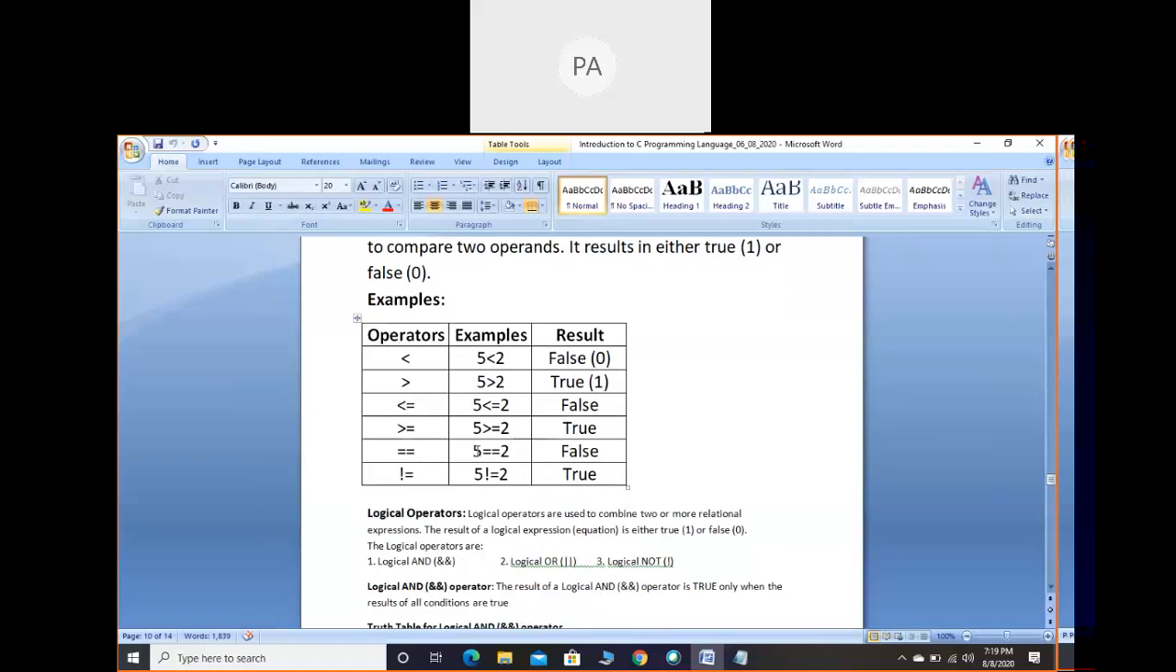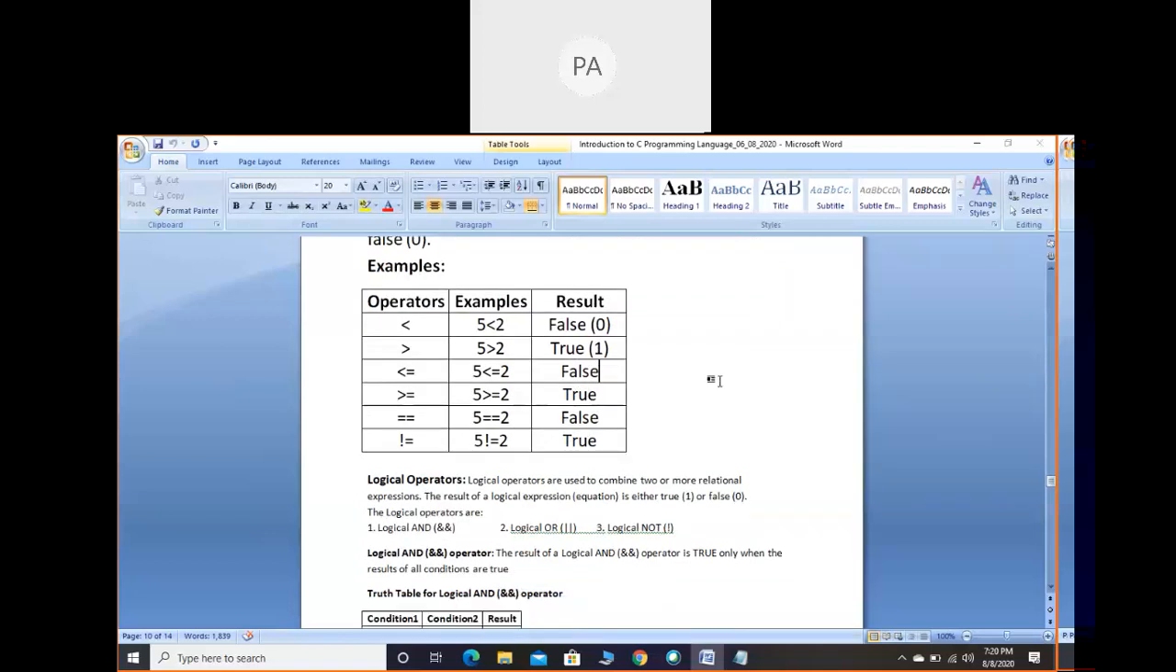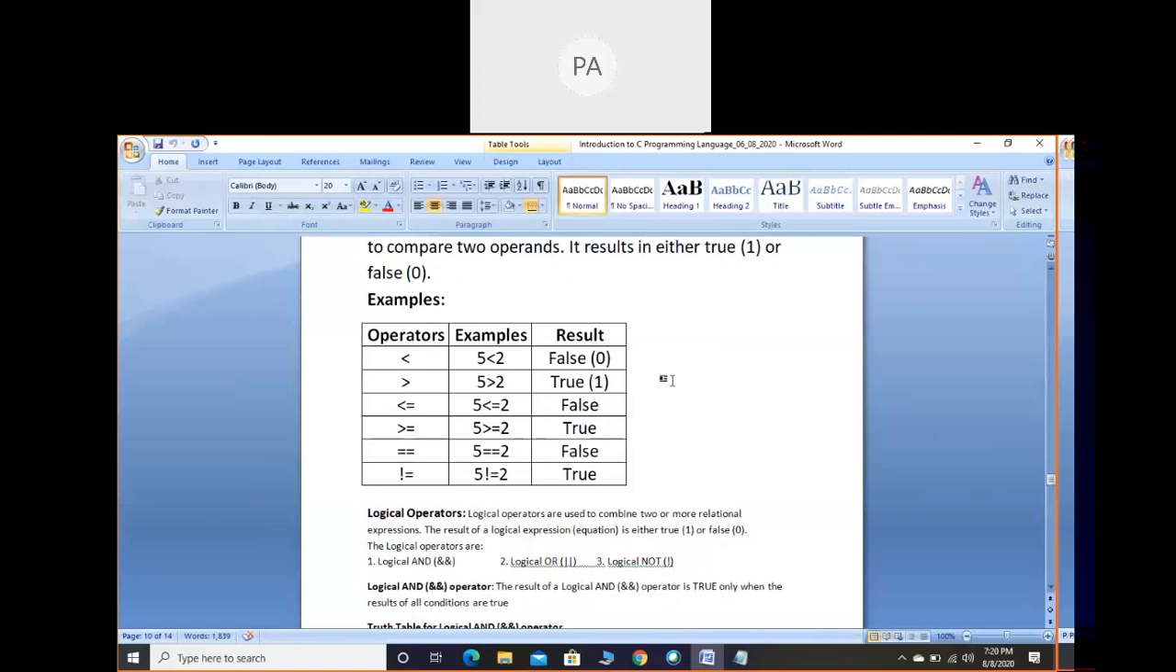Next, is 5 equals to 2? No, directly we can say it is false. Is 5 not equals to 2? Yes, it is not equal. Both are not equal, so it is true. Okay, next we will go for the logical operators. I think yesterday till here, if people have understood, if you have any doubts, you can ask now. Till yesterday's class. Now we will move further.